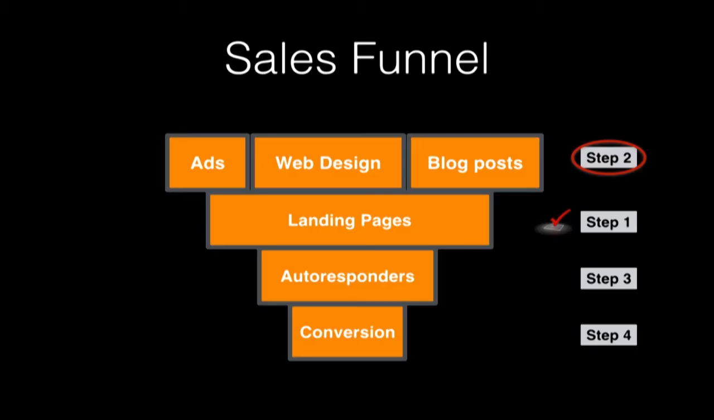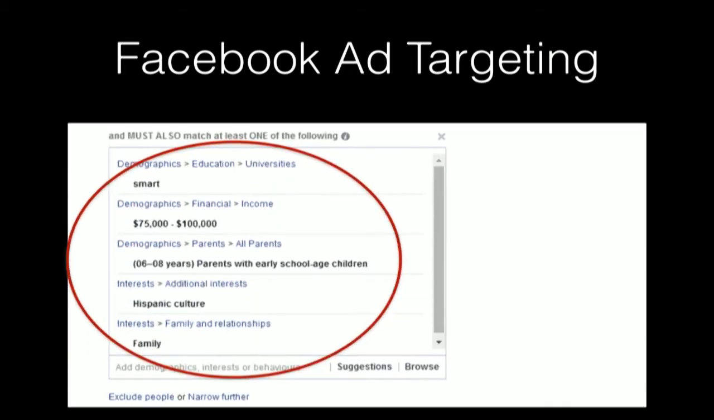So we move on to step 2, and this is where we're going to start looking at advertisements, web design, and blog posts. There's many different forms of advertising, many different platforms you can use to advertise. The one we're going to talk about specifically today is Facebook advertising. And the reason we're looking at that is because you can be very targeted with your Facebook advertising. You can see here there's several different examples of different interests or groups that you can target specific to a market that you want to reach.